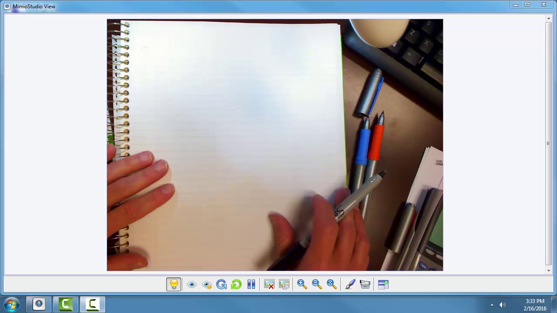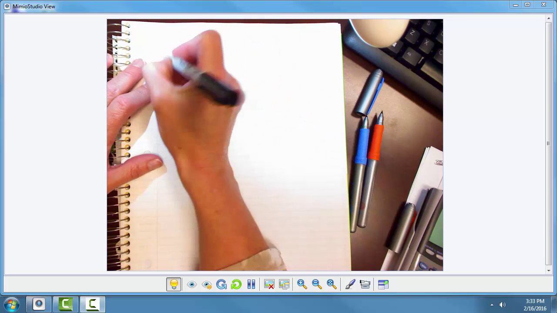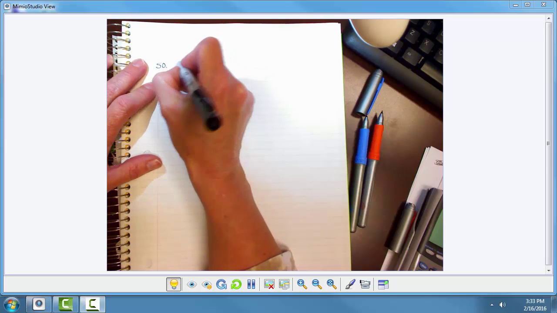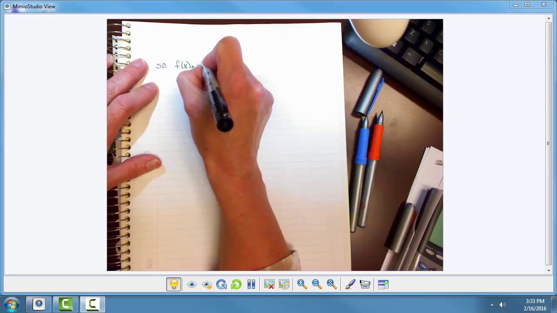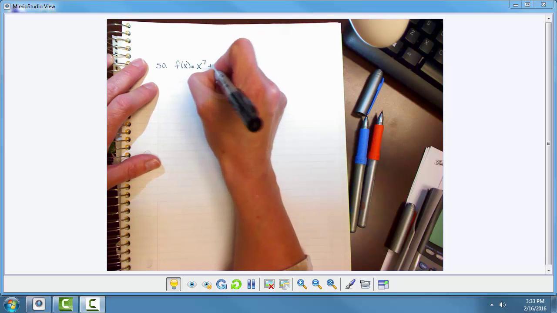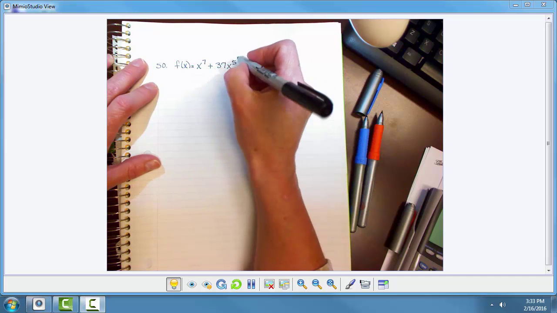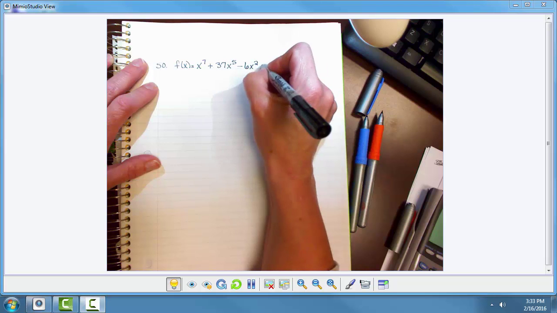Sometimes it is necessary to have a starting point if you're not given the zeros. I am looking at number 50, again on page 343. And this is given f of x is equal to x to the 7th plus 37x to the 5th minus 6x squared plus 12.